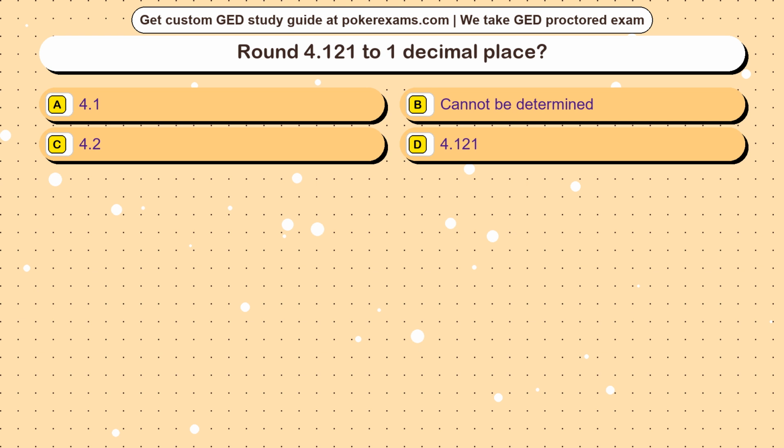Question 24. Round 4.121 to 1 decimal place. Option A, 4.1. Option B, cannot be determined. Option C, 4.2. Option D, 4.121.